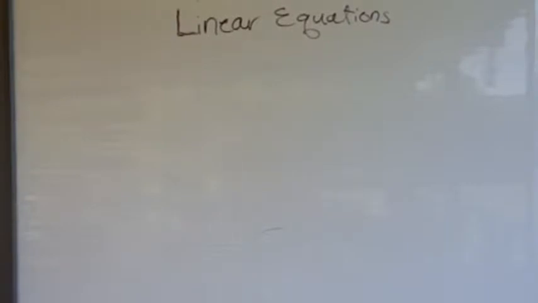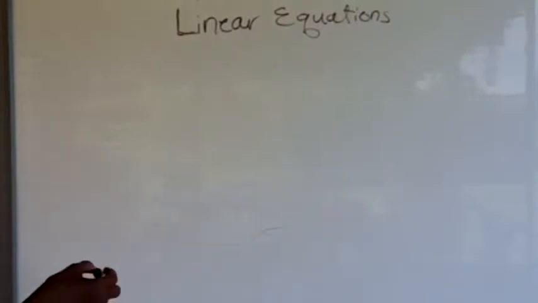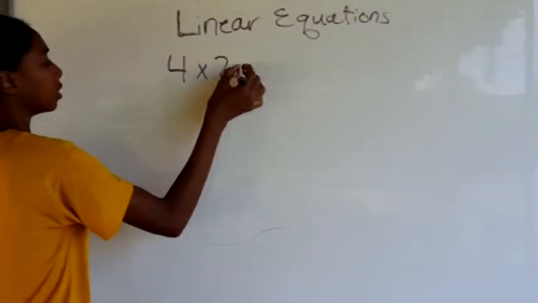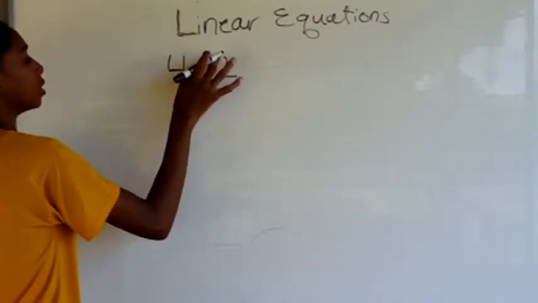Alright, so what's the first example? 4 times 2x minus 6. No, not how you think. The distributive property way.